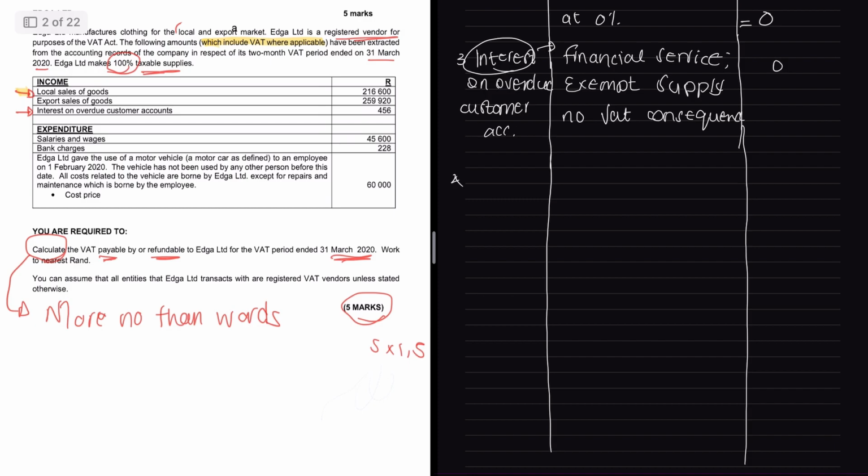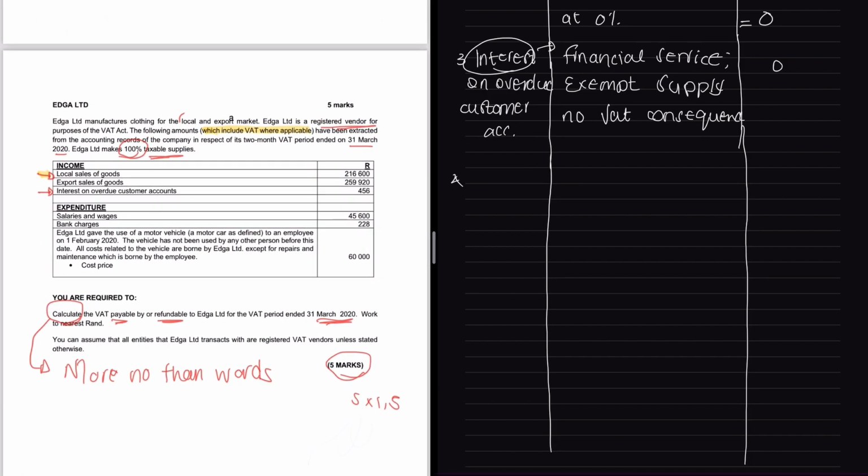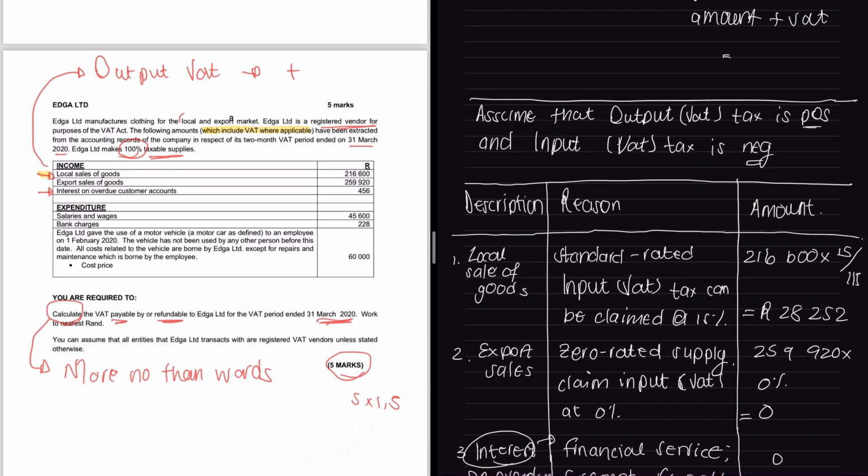Then we have expenditure. So we're done with our income now. Let's just go back and double check. Income is usually output VAT. And again, what did we say about output VAT? All positive, as we told our marker. So let's go back. Assume output VAT is positive. I'm going to highlight that nicely for us. Output VAT is positive.